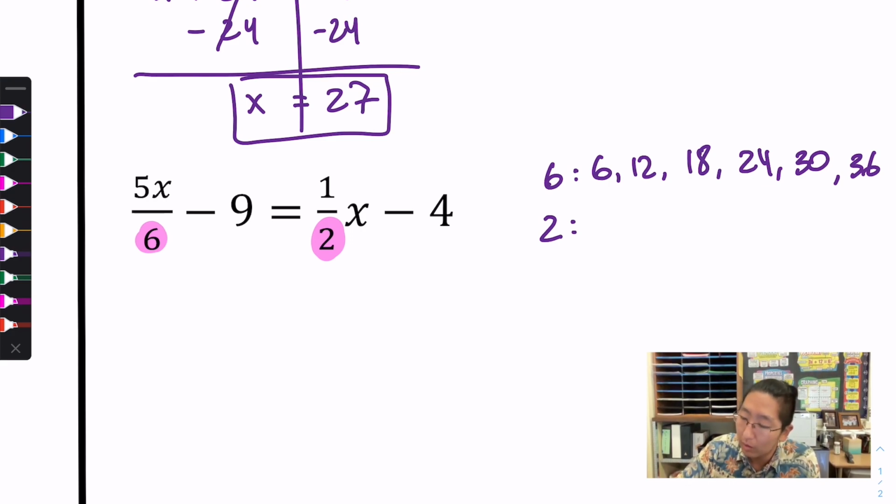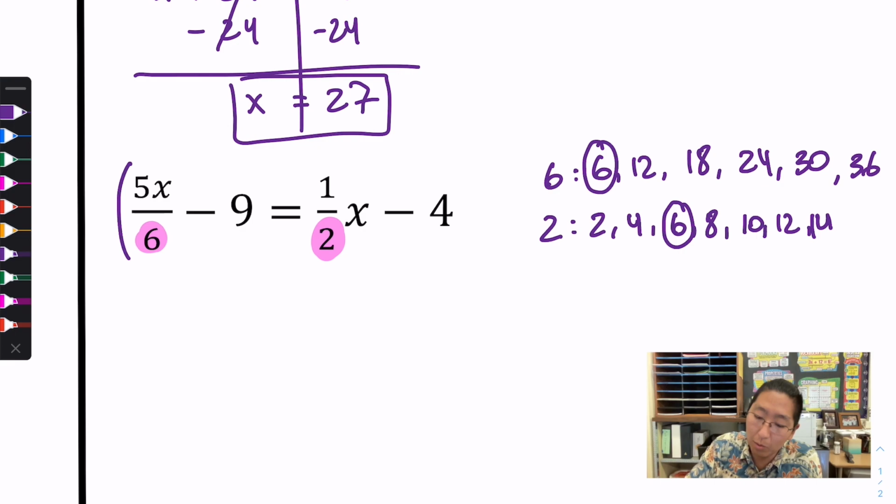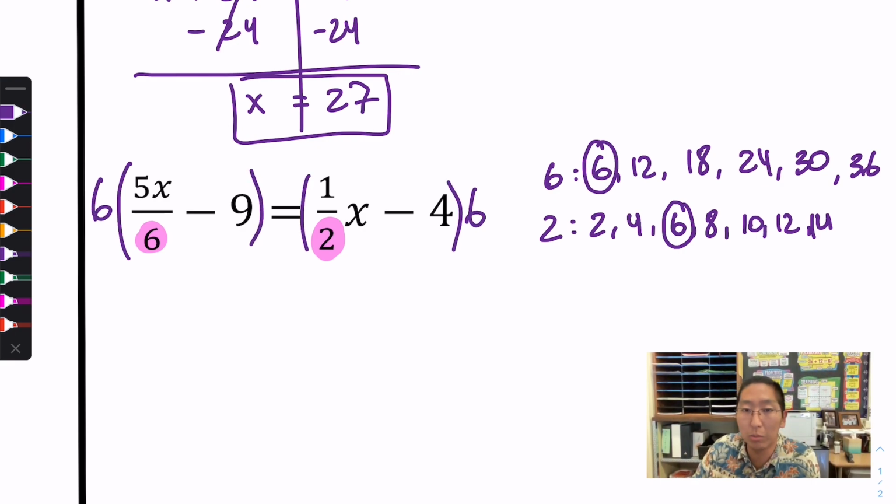For 2's: 2, 4, 6, 8, 10, 12, 14, and the list goes on. What number do these two have in common? Well, we both have 6's, we both have 12's. So you could use either one. I'm going to use the least common multiple. Do you see how 6 is the least common multiple of the denominators? So I'm going to go ahead and multiply both sides by 6, and that should get rid of the fraction.